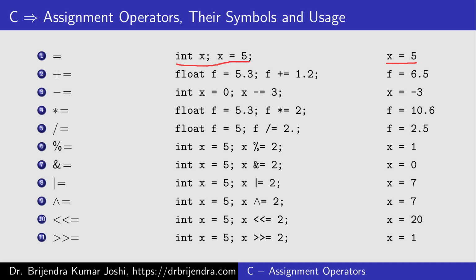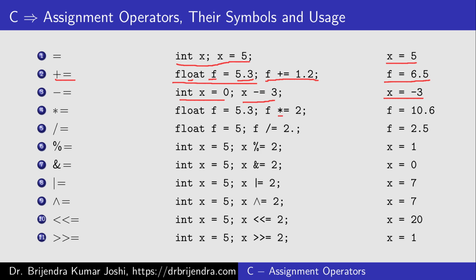Here you can see plus equal to, so float f = 5.3; then this 5.3 is of type real number, floating point number, f is of type float here, so this can be written as f += 1.2; Then what would be the value? 6.5. Similarly, here it is integer x = 0, so x -= 3. It means the current value of x, which is 0 here, has 3 subtracted from it, so the result is expected to be minus 3.